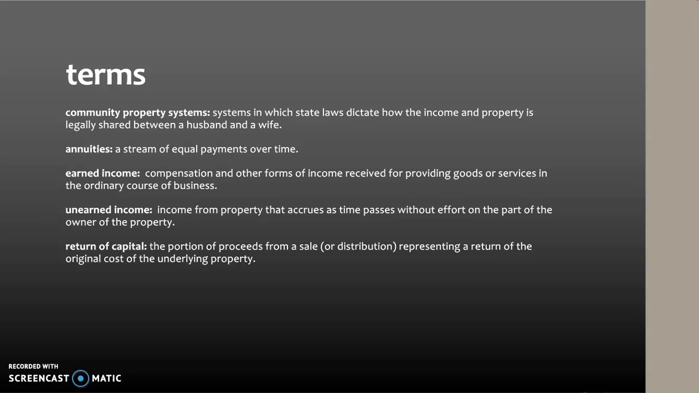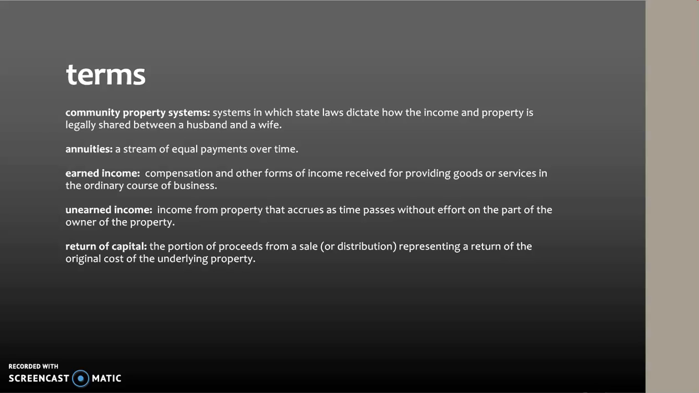A few terms that I would like to cover are community property systems, which are systems in which state laws dictate how the income and property is legally shared between a husband and wife. Annuities are streams of equal payments over time.